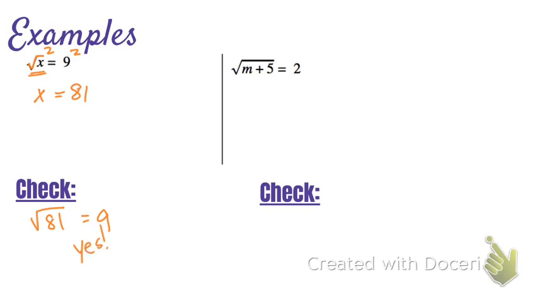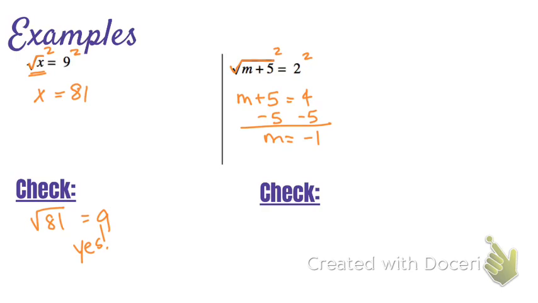Let's do the one here on the right. The square root is already by itself on the left side, so all I need to do is square it to get rid of the square root. And then I need to square the one on the right as well. So all that does is get rid of the square root. The m plus 5 stays exactly the same. And then 2 squared is 4. Now I can solve it, and I see that m equals -1.